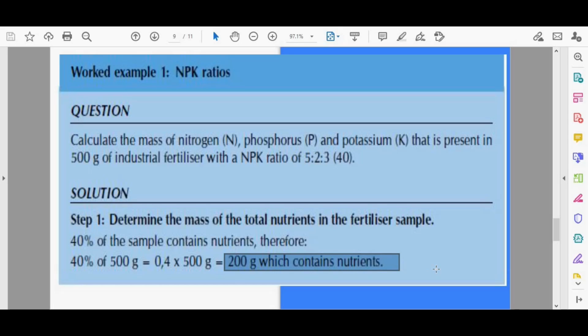Therefore, we need to find out the mass of the total nutrients that's in the fertilizer sample. So we have 500 grams, 40% of 500 grams gives me 200, meaning that 200 grams would obviously contain the nutrients.